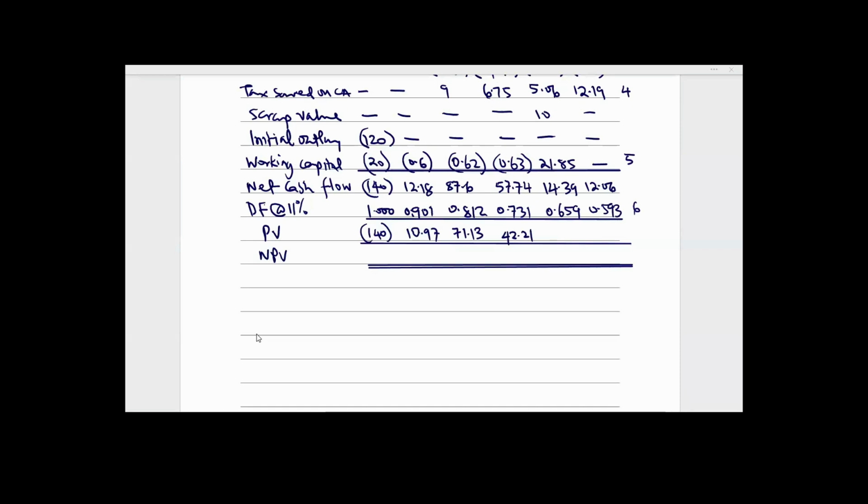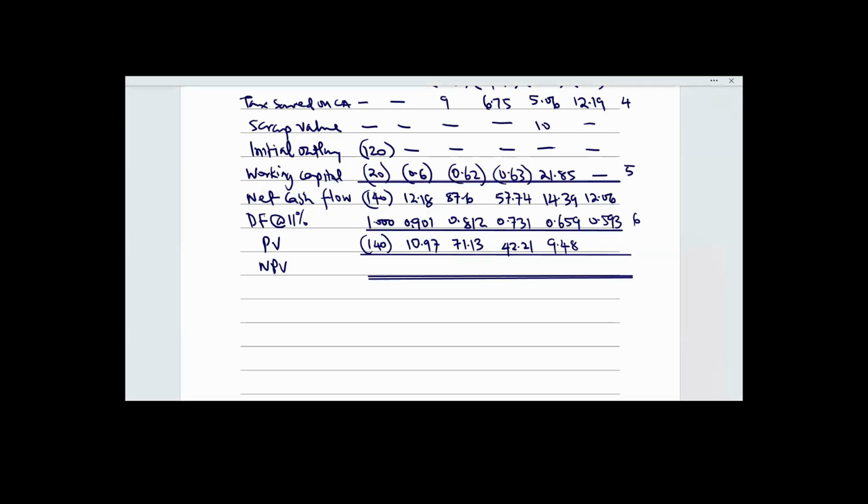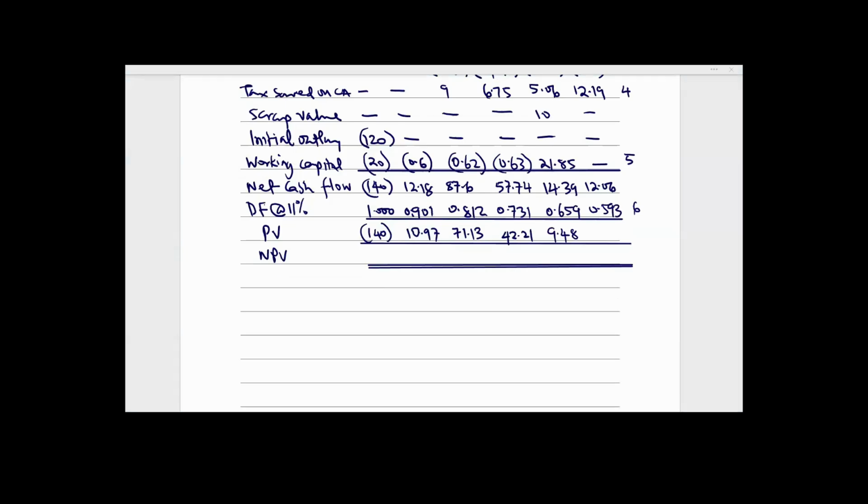Then year 4, 14.39 multiplied by 0.659, equal 9.48. Year 5 will then be equal to 12.06 multiplied by 0.593, equal 7.15. Here is 7.15.